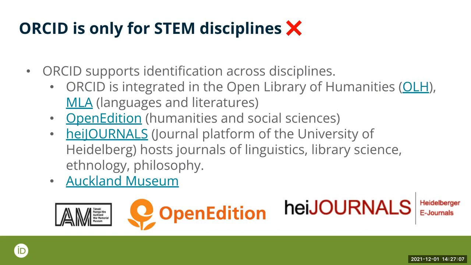So I've been mentioning before that among work types, we have artistic performance, we have digital object, we have book, or we have lecture or speech. And we have slowly more platforms and users that are aware of these work types, and they are beginning to use them. One example is the Open Library of Humanities, or also Open Editions, or the journal platform of the University of Heidelberg, and also the Auckland Museum. And the Auckland Museum has been using ORCID for author authentication as well. So we are always happy to know more use cases and people working in areas different to these STEAM disciplines that are using ORCID. But I recognize that we still need to do some work on that area.